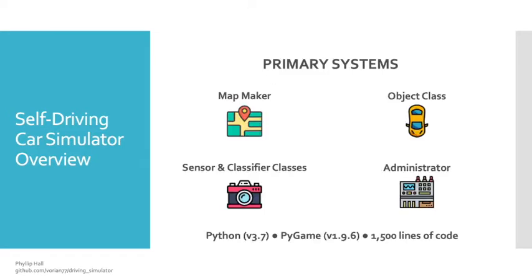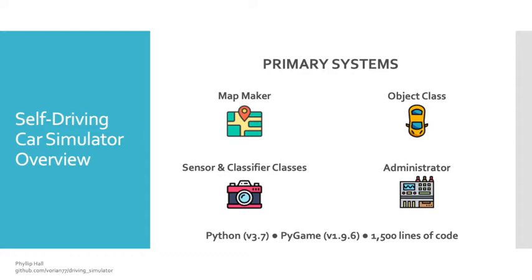The map maker allows the user to define maps, which include roads and road artifacts, which are the objects that appear on and around roads. The object class is the foundation class for all the visual objects that can appear on a map, including the roads, road artifacts, and the car itself. The object class provides methods for placing, moving, and managing proximity among objects in a map.